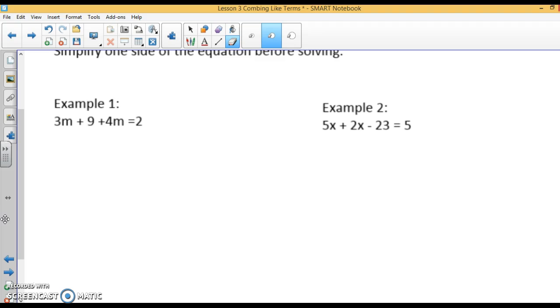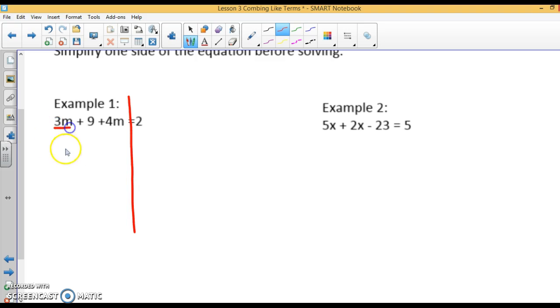So in our first one, example 1, I have 3m plus 9 plus 4m equals 2. So I want to get the m by itself. To start off, I'm going to split my 2 sides. Now, if you notice, 3m and 4m, we can combine. They have the same variable. So we can add those 2 together, and we'll get 7m plus 9 equals 2.